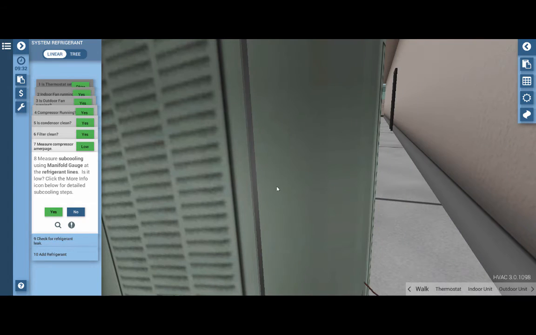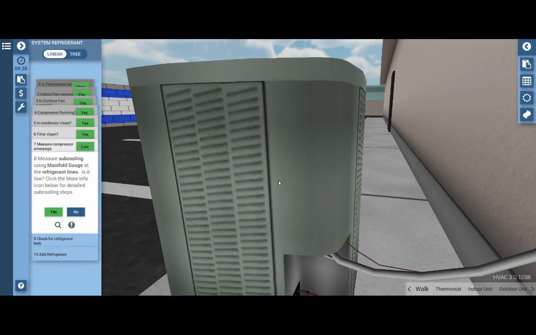Units with thermostatic expansion valves, most new units, use subcooling as a charge indicator or refrigerant charge indicator. This information can be obtained from the unit data plate. This will provide you with what the target subcooling is or what normal subcooling should be. So what we're going to do here, we're going to measure subcooling and compare it to what the manufacturer specification is.